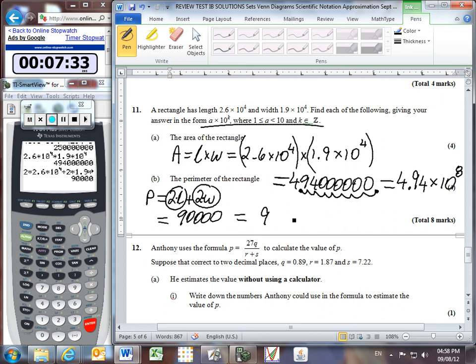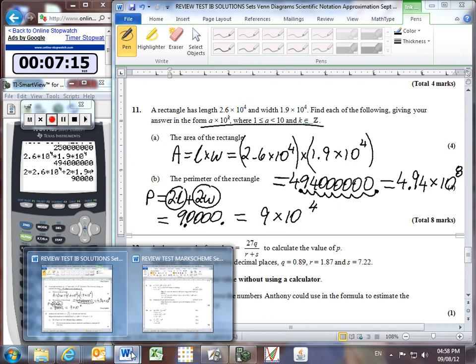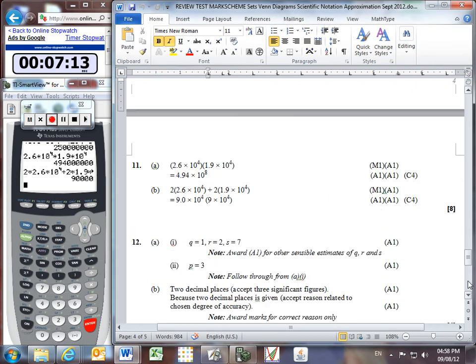And if I express this in scientific notation, it will be 9.0000. Well, there's no point putting any of those. And if this is the new location of the decimal point, then the decimal moved 4 times, and it's a positive 4 because 90,000 is a large number. So let's just check our answers. 4.94 times 10 to the 8, and 9 times 10 to the 4. And there we go. And yeah, same thing.